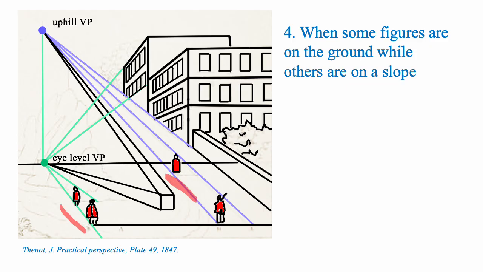How can we make these 2 sizes agree with each other? Well, these figures converge toward a vanishing point on eye level, while these figures converge toward the uphill vanishing point. And as long as these 2 vanishing points have a vertical relationship with each other, the sizes of the 2 groups of people will agree with each other.